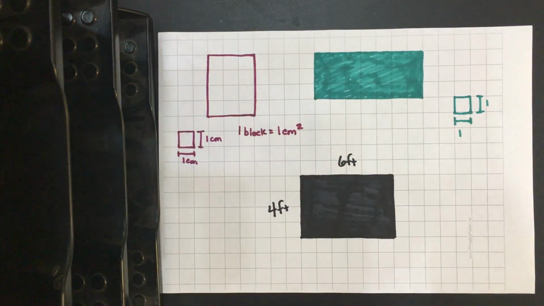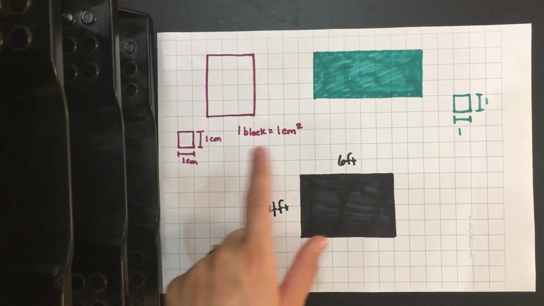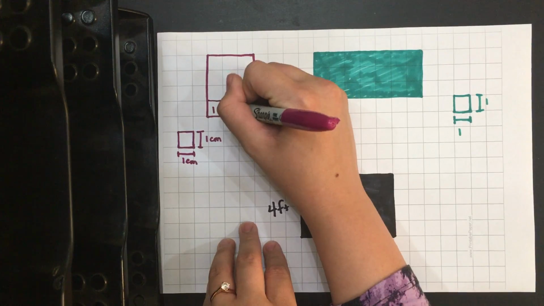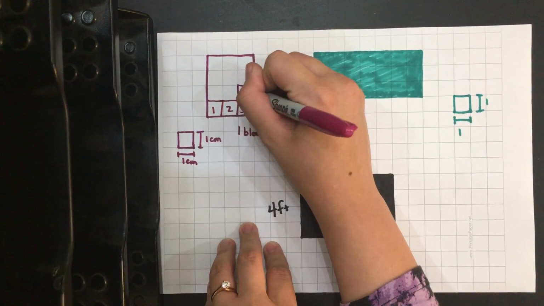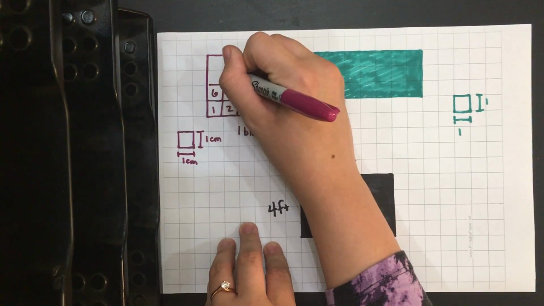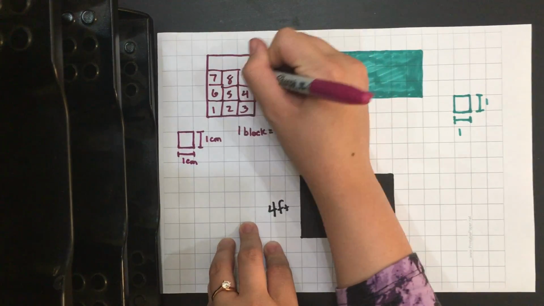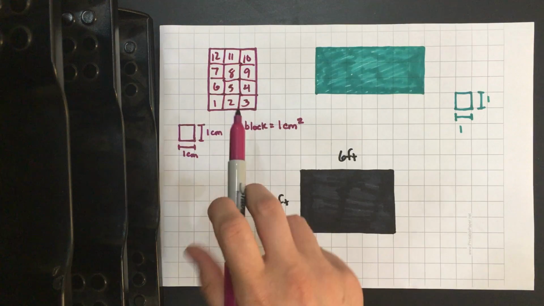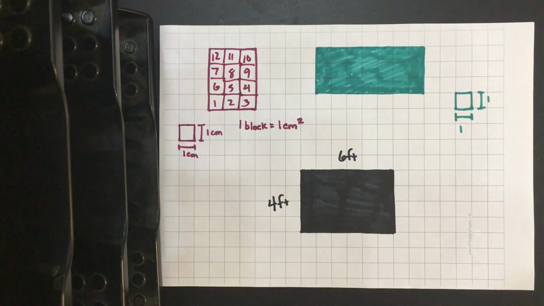This space right here is what we're trying to figure out. Now, in the video yesterday, they showed you how you can use the blocks that are already there, if they are there, to help you. And that's what we're gonna do this time. So we're gonna say, all right, so each block is 1 centimeter squared. So if this is 1, 2, 3, 4, 5, 6, 7, 8, 9, 10, 11, and 12. So we have counted out 12 blocks that make up this entire shape.